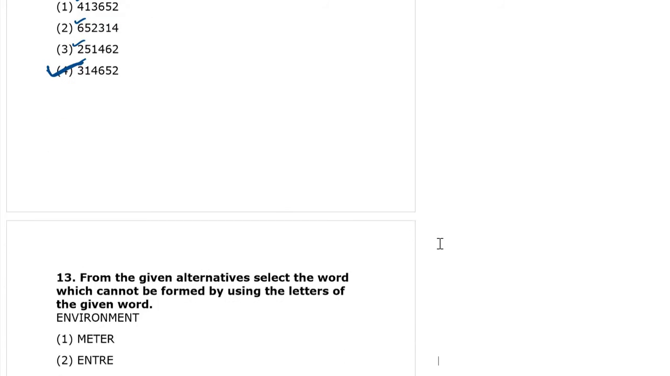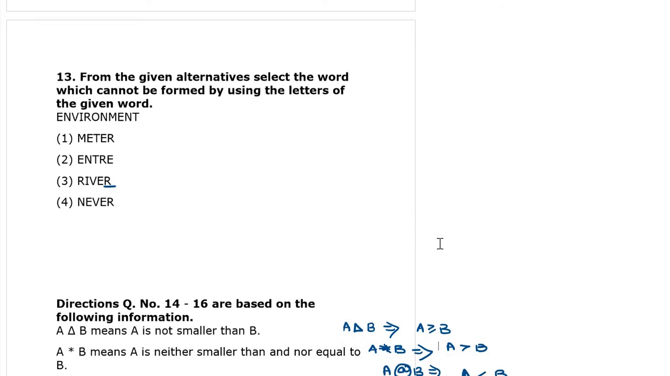15th question. So again, environment. Which letter cannot be formed? Which one cannot be formed? The answer is river. R is twice. So the answer is river. Third one is the answer. Next come to the 14th question.